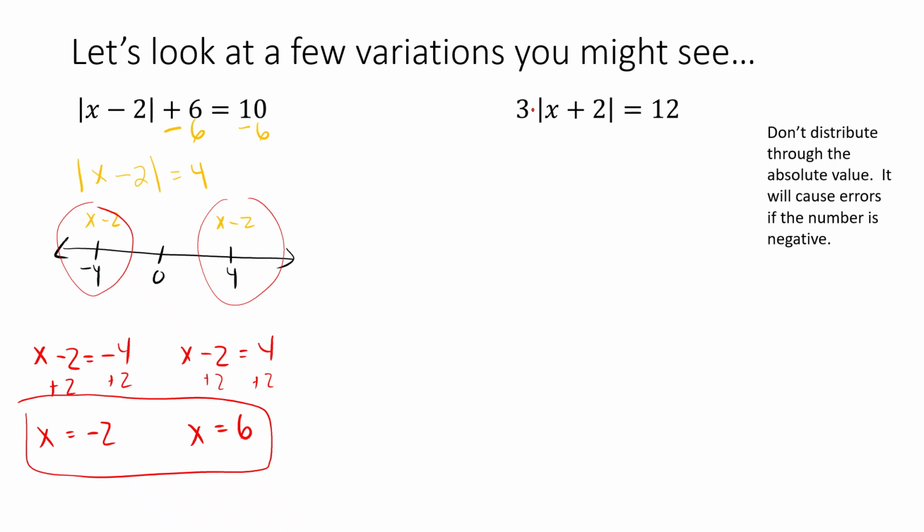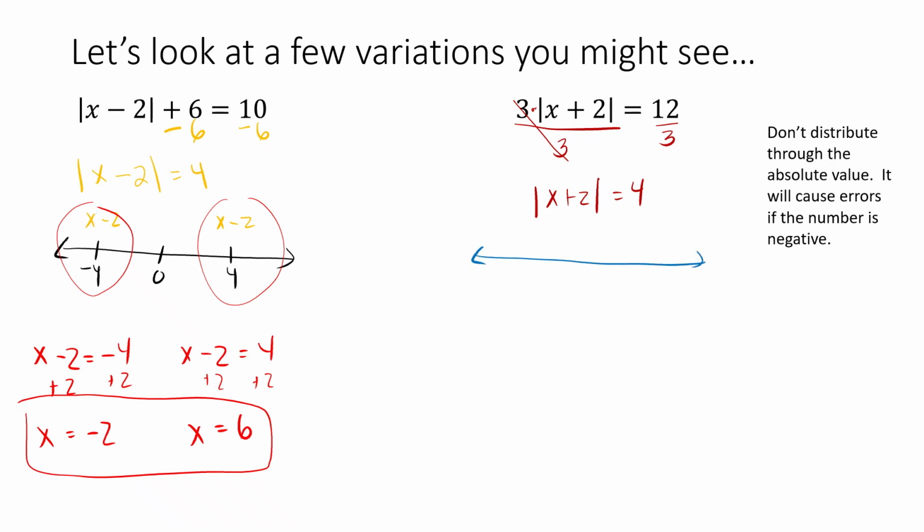So then you think, well, what am I supposed to do with the 3 if I'm not allowed to distribute it? If it were another kind of problem with parentheses, yes, I would distribute. But remember, this is multiplication. So to undo multiplication, we divide. Right there, 3 divided by 3 is 1. And 12 divided by 3 is 4, and now we're in a position where we can deal with that.